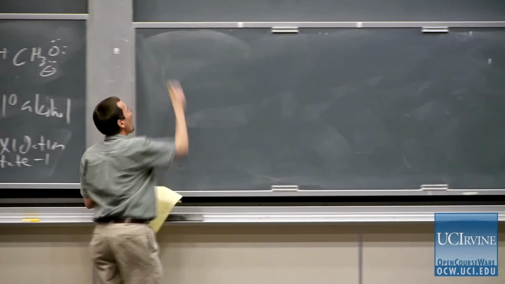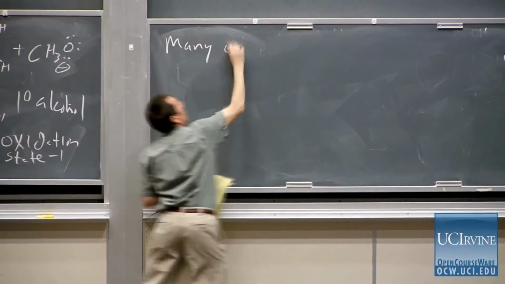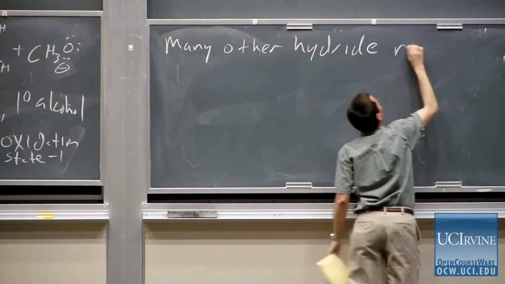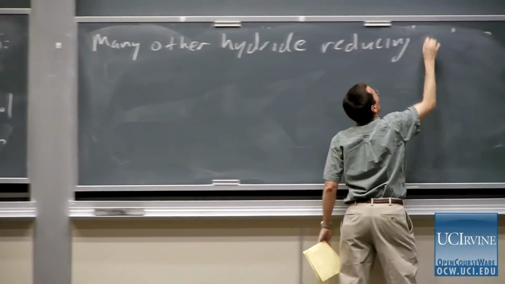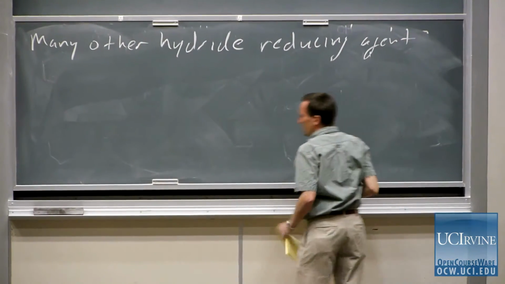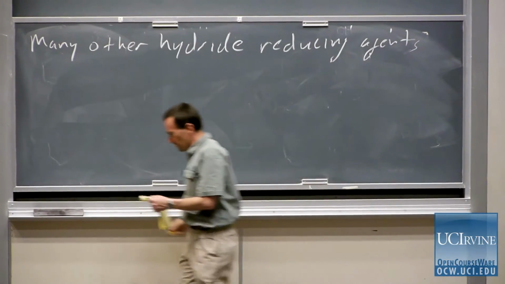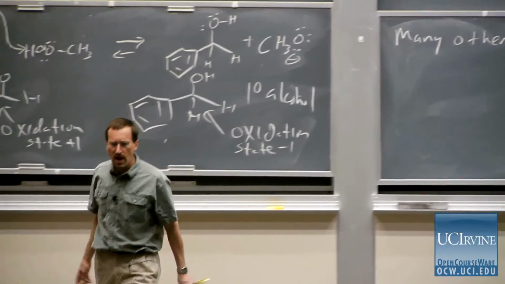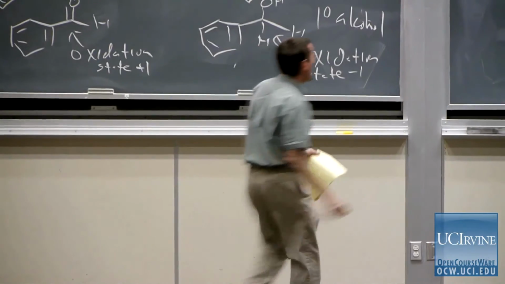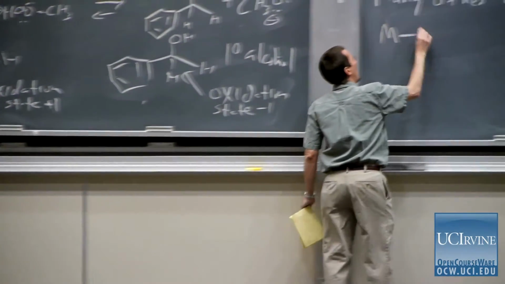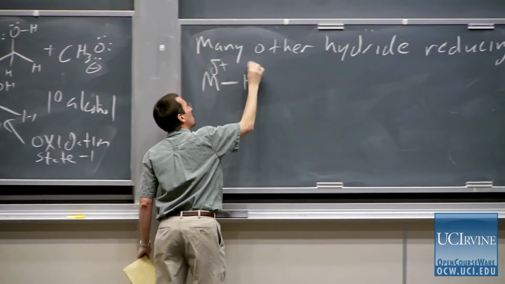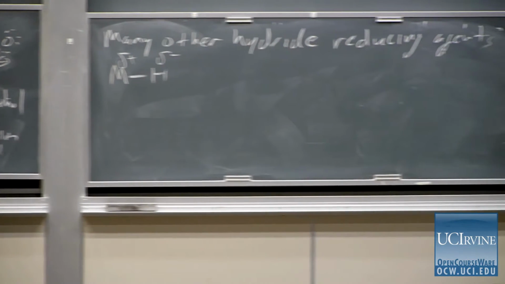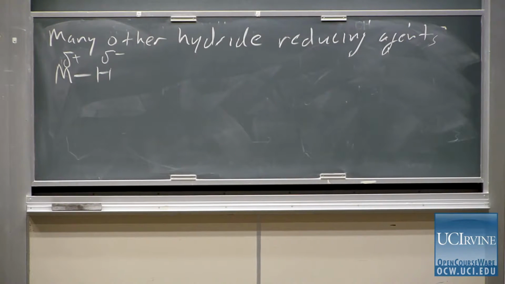There are a ton of hydride reducing agents. Your textbook has given you some. I'll show you a few others. The overarching principle of hydride reducing agents is that you have a metal-hydrogen bond, metal broadly defined, usually a polar covalent bond where you have M with a partial positive charge and hydride with a partial negative charge.